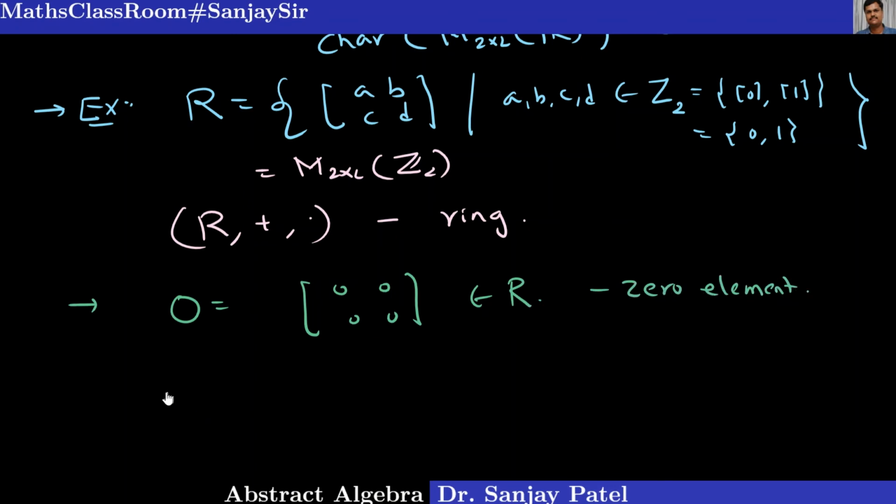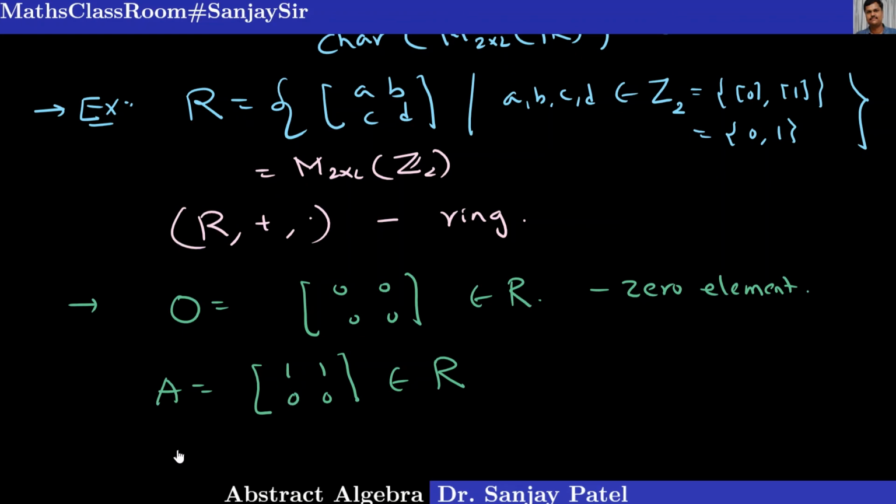Now if I take one element, say A, something like this, [1 1; 0 0], you know this belongs to our ring R. For A, B, C, D you can take either 0 or 1. So there are 4 places A, B, C, D, and each can be filled by these two symbols 0 and 1. So we have 2 into 2 into 2 into 2, that is 2 raised to 4, meaning there are 16 possible matrices.